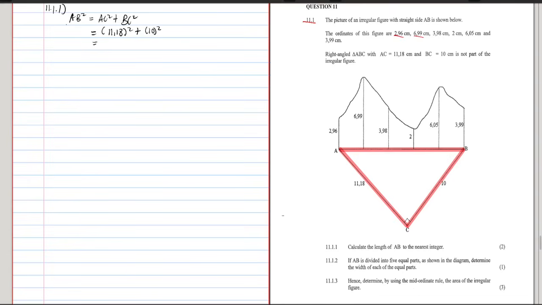11.18 squared plus 10 squared equals 224.24 centimeters squared. Therefore AB is going to be equal to 15 when rounded off to the nearest integer, because it's 14.999974666. When you round it off to two decimal places, anyway, it's going to give you 15. So, AB is 15.